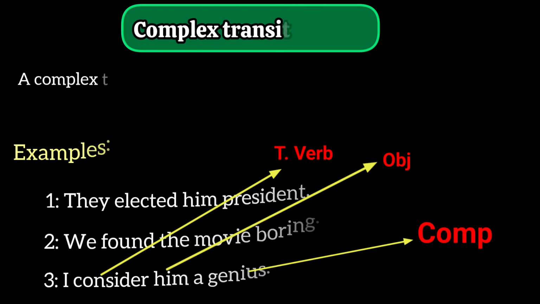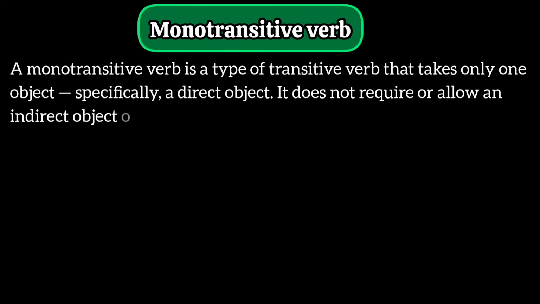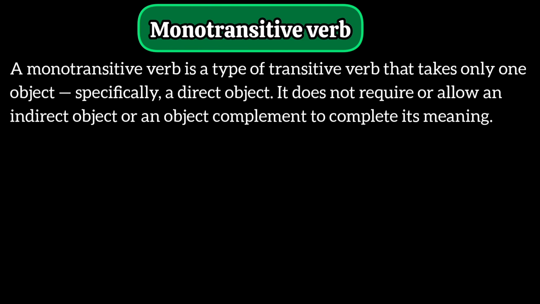Monotransitive verb. A monotransitive verb is a type of transitive verb that takes only one object, specifically, a direct object. It does not require or allow an indirect object or an object complement to complete its meaning. What does it mean? Simply, it means that it is a verb that must have one direct object to make a complete, meaningful sentence. It is called mono, meaning one, transitive, because it involves a single object that receives the action of the verb directly.